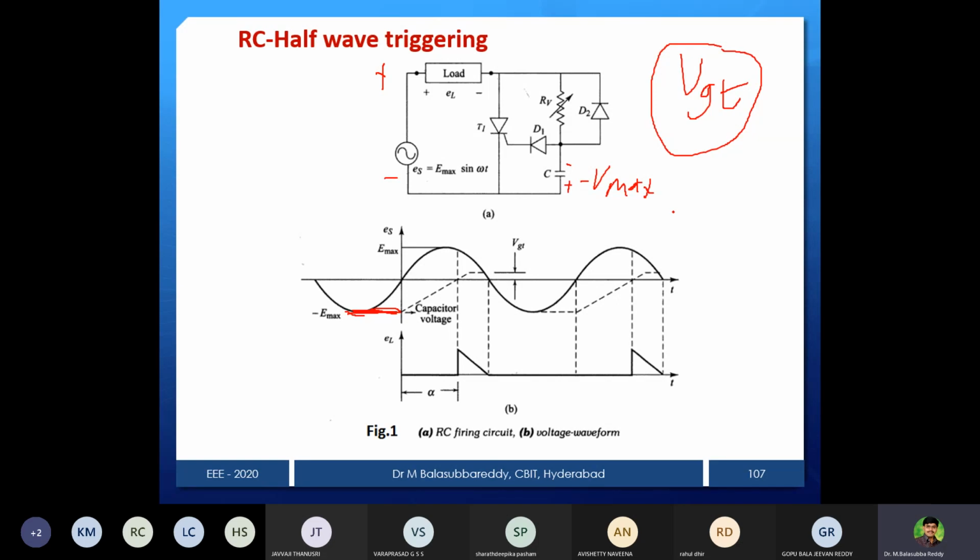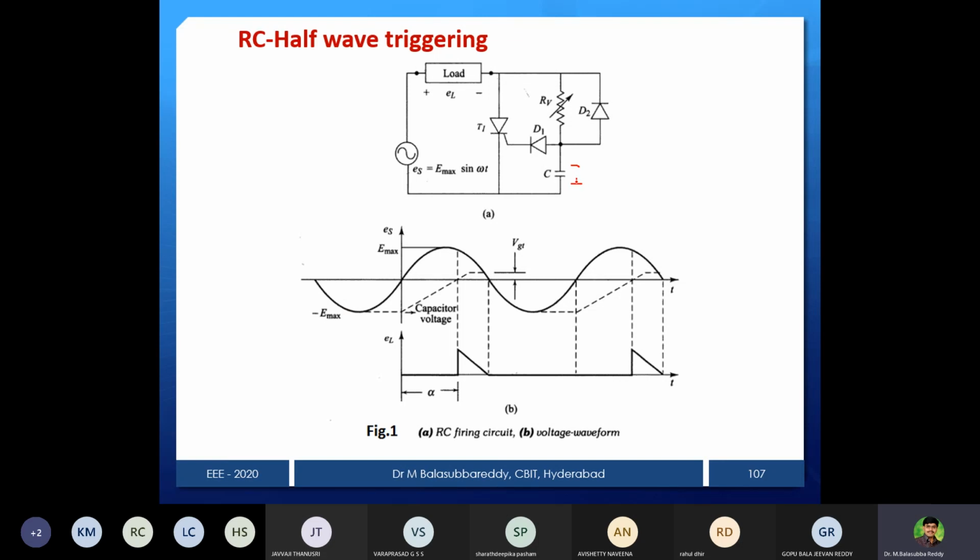At that point, how much voltage do I have to get between gate and cathode? You can see that this point is the gate, and this point is the cathode. So in between these two, I need to make the voltage VGT, some value. The VGT value will be given in the specification. Let it be some voltage I need.